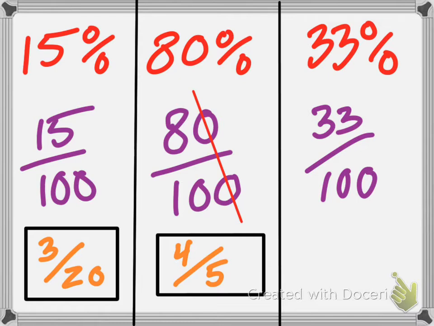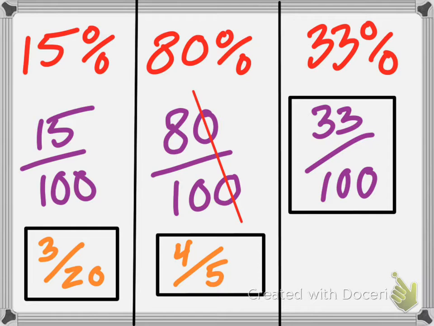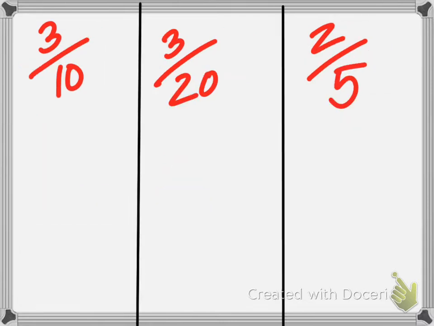Gurner, what is it? I think it's already simplified. Yes, it is already simplified. We can't get any smaller. The factors of 33 are 1 and 33, 3 and 11. 100 is not divisible by 33, 3, or 11. So we're done. We already got the most simplified version. Sometimes it's already in the most simplified version. Let's look at the next ones.